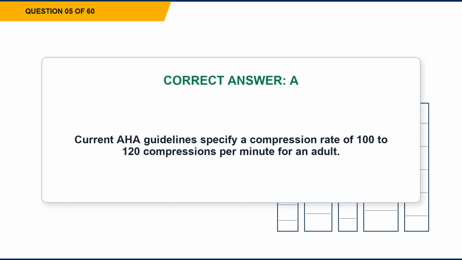Explanation: current AHA guidelines specify a compression rate of 100 to 120 compressions per minute for an adult.